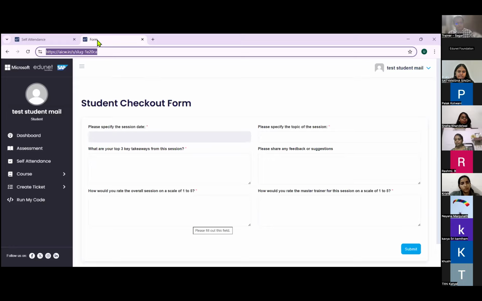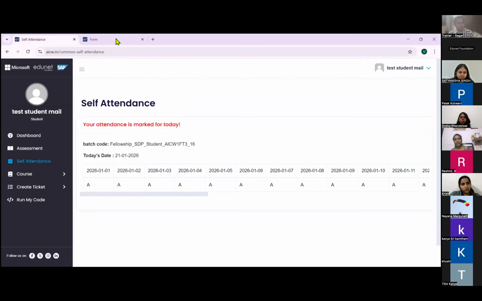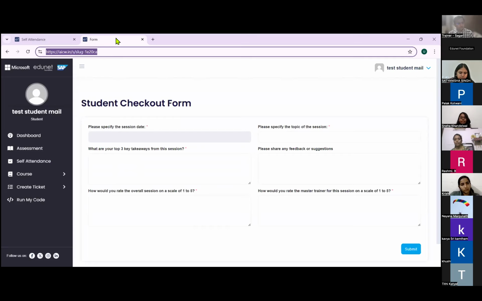Ma'am, for the checkout form, do we have to log in again after marking our attendance, or will we get the form in that only? No, you don't have to. This is just a checkout form, a kind of feedback. LMS can be open, and you can click on the form which I'm going to share in the chat box now. Just click on it, and you can see the form. Fill it up. You don't have to log out. Clear? Yes, ma'am.